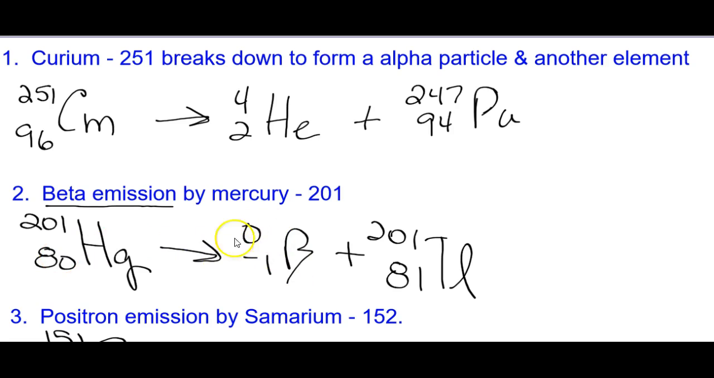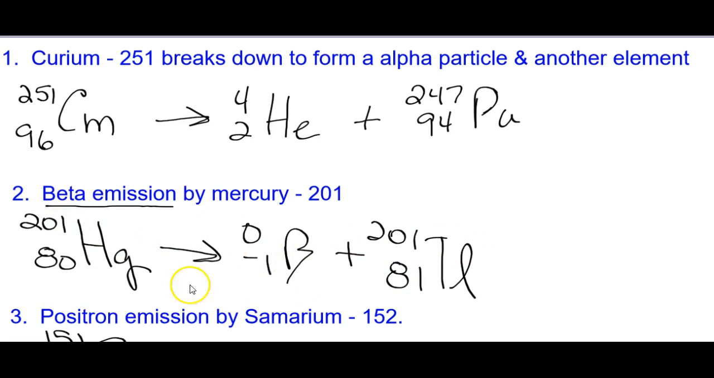I know it does beta. It says emit it, so it has to be after the arrow. 0, -1 beta, plus what's left? Well, remember, 201 and 0, 201's higher, so what plus 0 gets me to 201? 201. And then I need to get 80 on both sides because 80 is bigger than -1. So what plus -1 gets me to 80? Remember, plus -1, so 81 plus -1 gets me to 80.